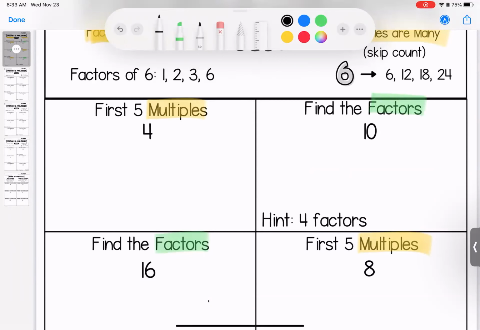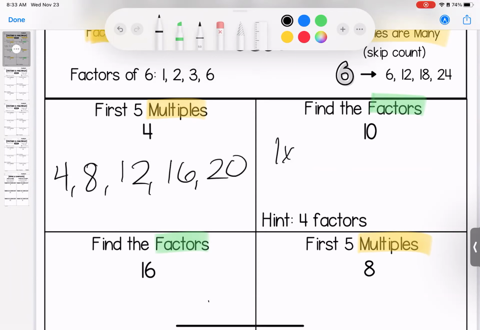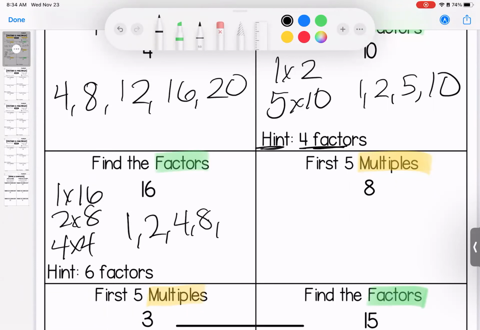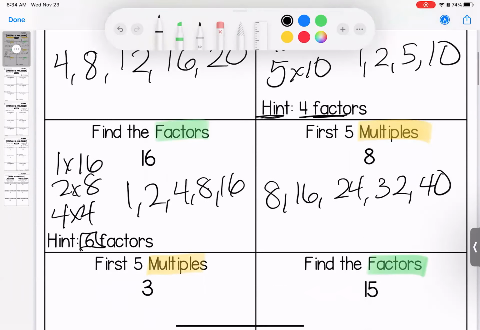Multiples of 4. The first 5 are 4, 8, 12, 16, and 20. Factors of 10 are 1 times 10, 2 times 5. Note the hint down here telling you that there are 4. Factors of 16, 1 times 16, 2 times 8, 4 times 4. You can write the 4 twice or once, but just know that it's a double and it is counted in the 6. Multiples of 8, 8, 16, 24, 32, and 40.